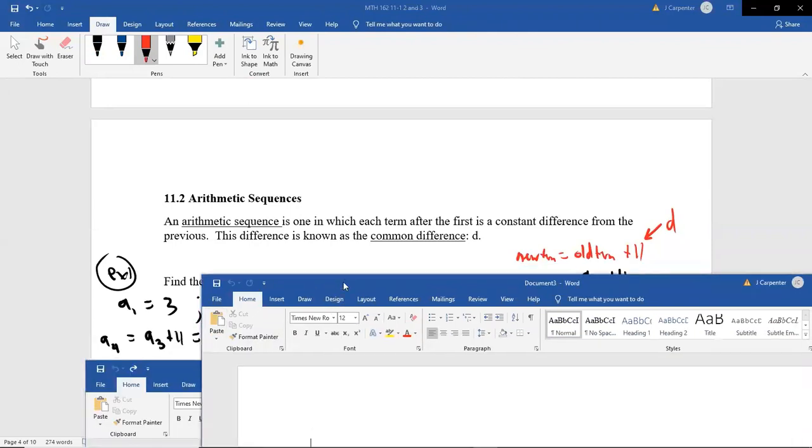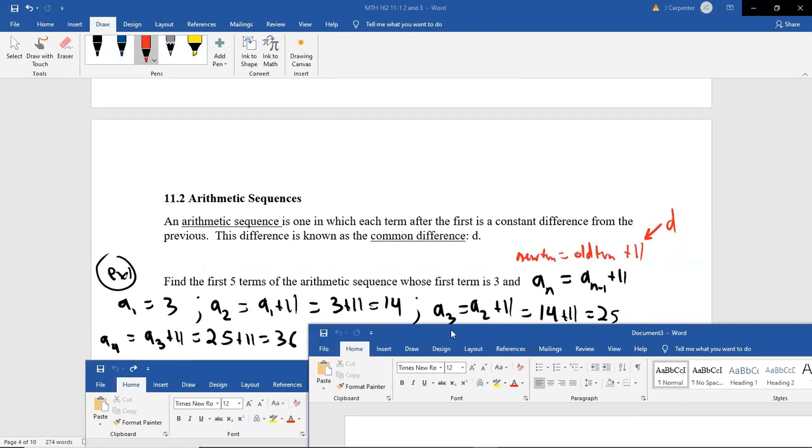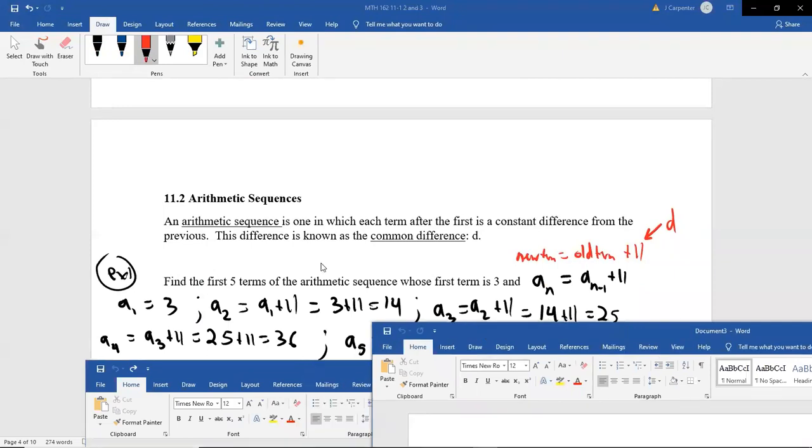So the fourth term is the third term plus 11. Third term being the 25, and 25 plus 11 is 36. We said to find the first 5 terms. So the fifth term, the first term was given to us. If I said find the next 5 terms, we'd need the 6th term too, so pay attention to the language. Well, that would be the 4th term plus 11, the 4th term being the 36, and 36 and 11 make 47.